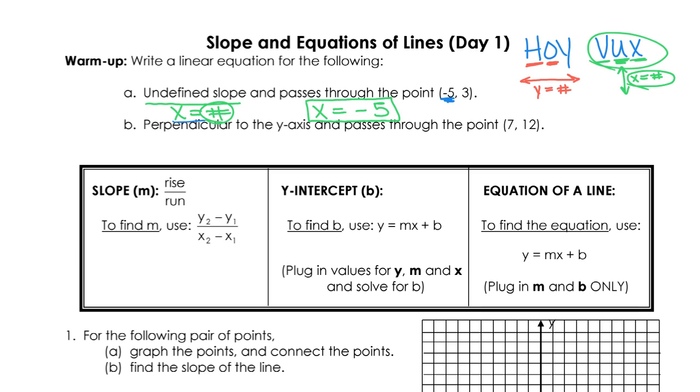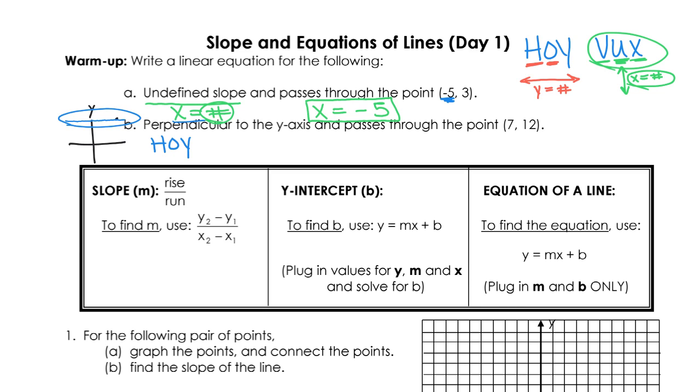So part B says perpendicular to the y-axis. So if we think about our graph, where this is the y-axis, okay, it's vertical. But if you were to draw a line that's perpendicular to the y-axis and passes through the point, let's say 7, 12, okay, perpendicular to the y-axis means that you're making a right angle with the y-axis. And so you end up with a line that goes from left to right, which is horizontal. And so now we're thinking about Hooy.